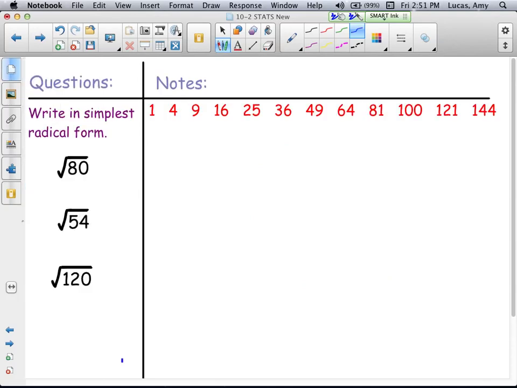Okay, 3 more basic examples before we switch it up a little bit. The square root of 80. Sometimes you may need to use a calculator on these. If you're not very familiar with larger factors for numbers, 80 happens to be 16 times 5. So the square root of 16 is 4, so 4 times the square root of 5.